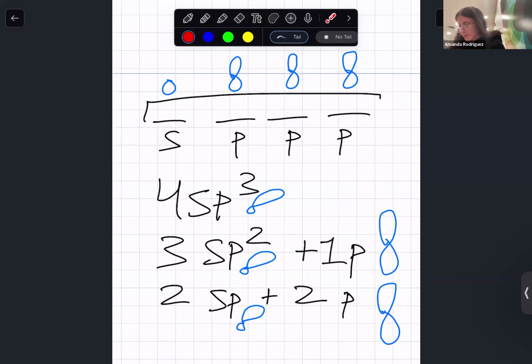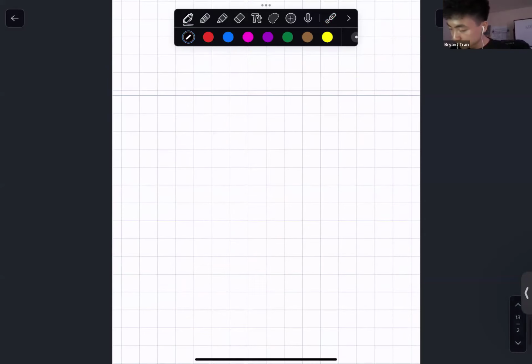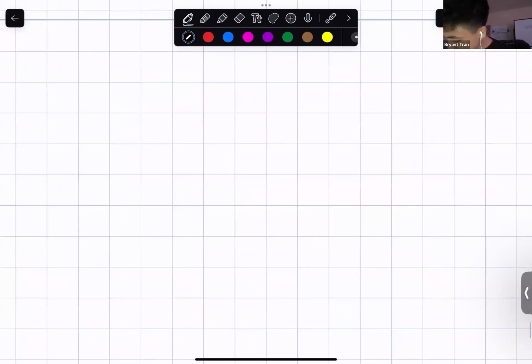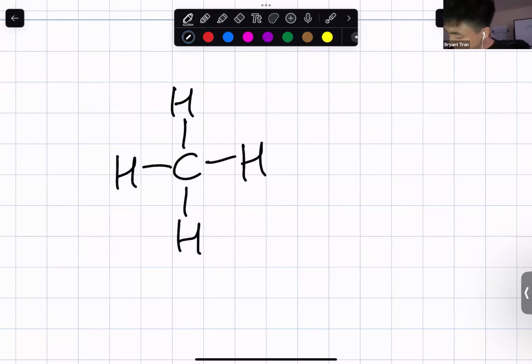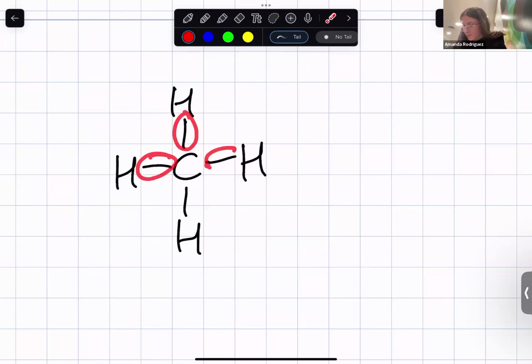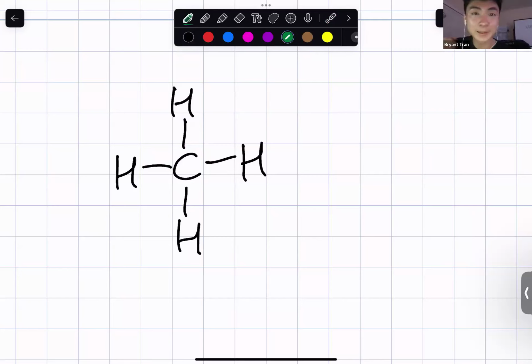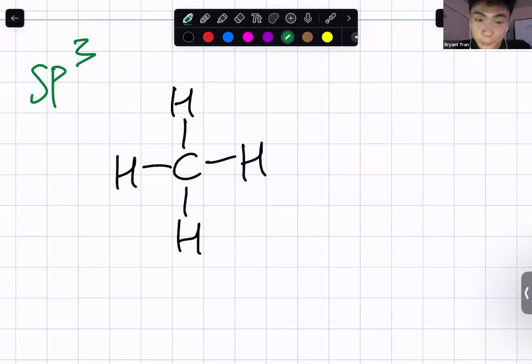Okay. So now let's go over CH4 methane. This CH4 carbon here has 4 bonding groups. 1, 2, 3, 4. Meaning that it's going to be what hybridization? sp, sp2, or sp3? sp3, correct. So how many sp3 orbitals would this carbon have if it is sp3 hybridized? Would it be 3 or 2 sp3 orbitals?